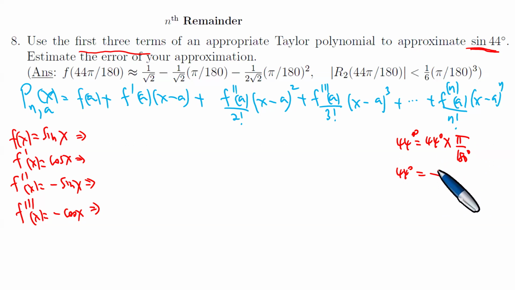Now this is what we have, which is 44 pi over 180. You can write it like that, but you can simplify this further. This is exactly what we have, because you multiply by pi over 180 degrees, which is what we use to convert from degrees to radians.